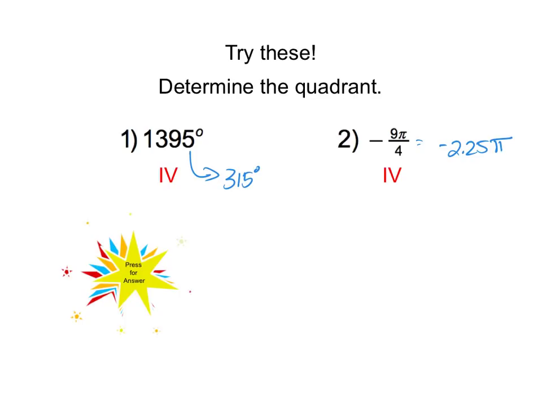So to this one, I'm going to add 2 pi repeatedly until I get something between 0 and 2 pi. This actually is coterminal with 1.75 pi, which is also then in quadrant 4.